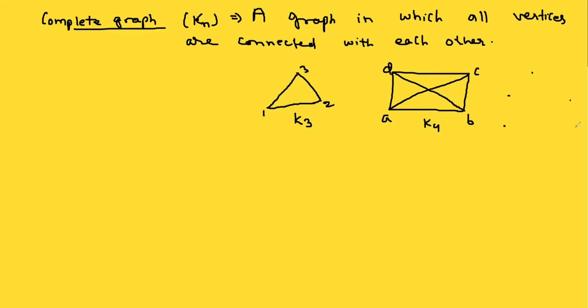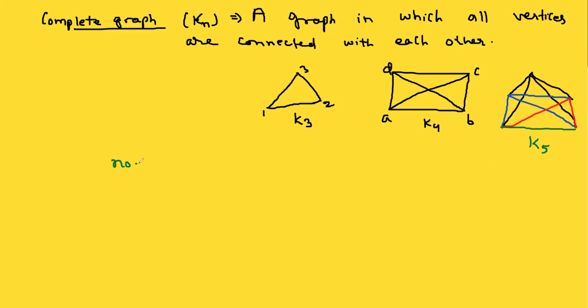K5. There are five vertices. All vertices are connected with each other. So first vertex is connected with the others, now add the second vertex connected with the others, right? Now the third vertex is connected with the others. And in the last, this is K5. Understood?